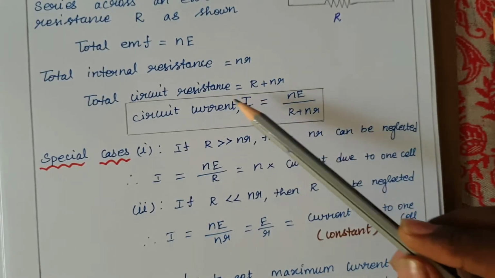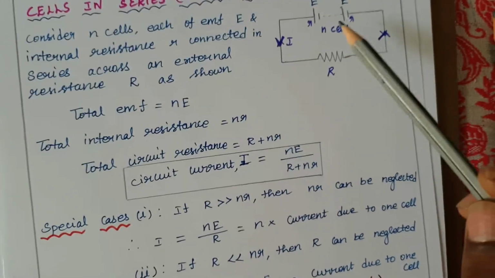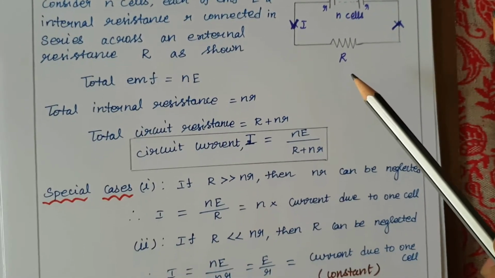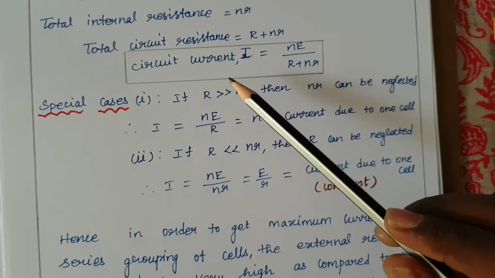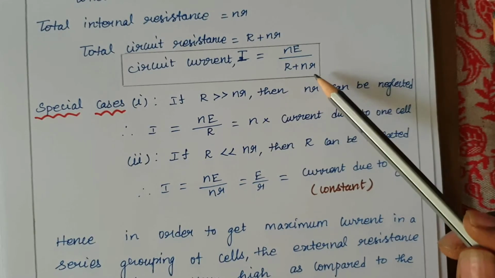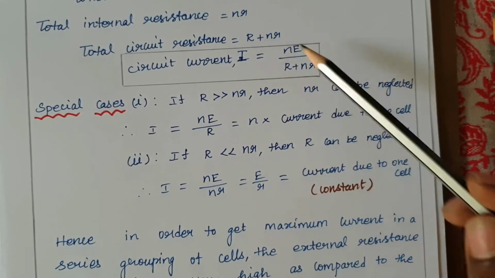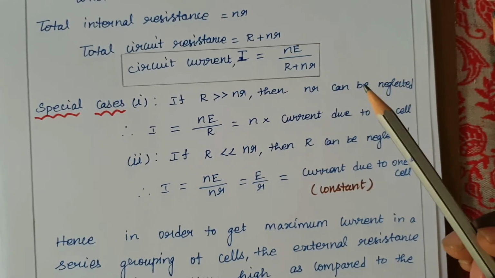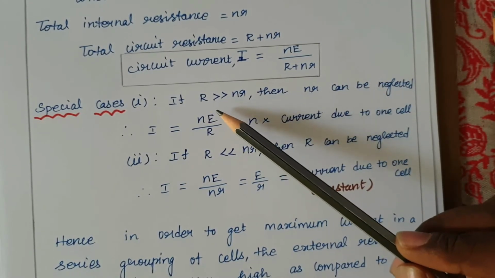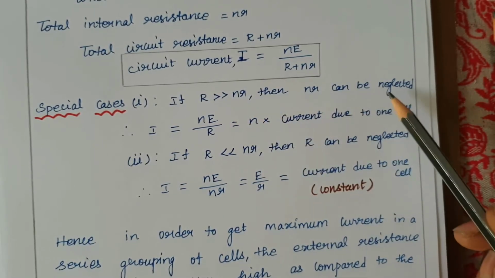Now the total circuit resistance is the internal resistance plus the external resistance, because that is also connected in series, right? Then the circuit current is the total EMF divided by the total resistance: I is equal to nE divided by R plus nr. Now consider a special case: if the external resistance R is much greater than nr, then nr can be neglected.